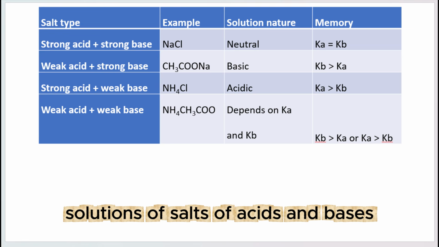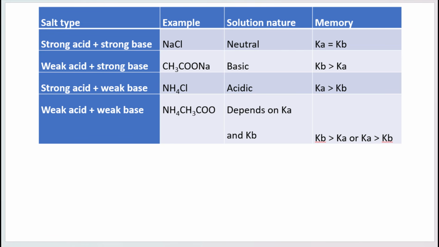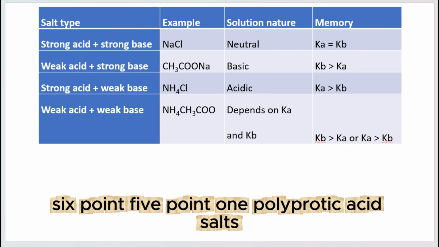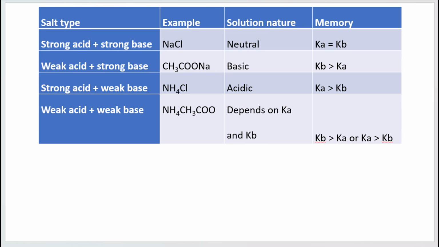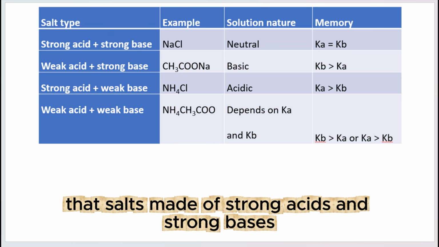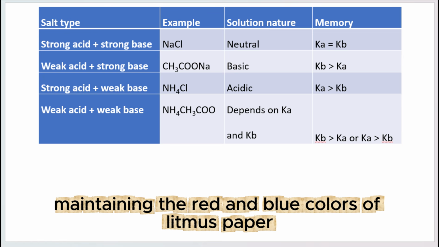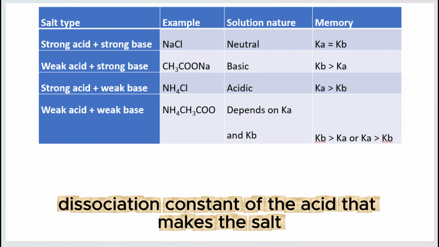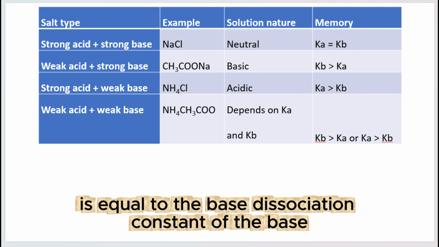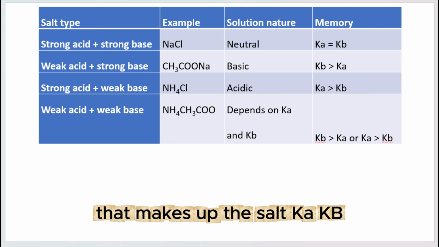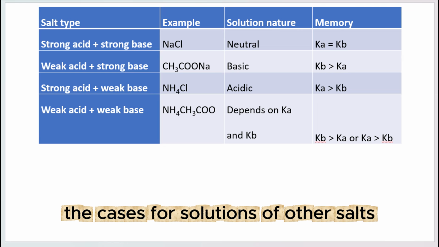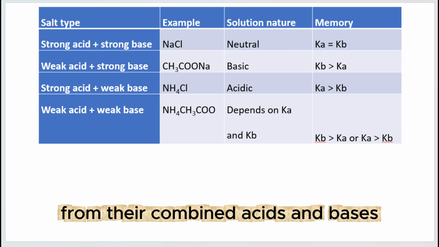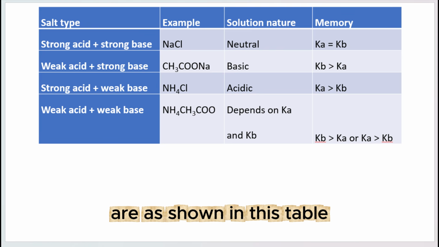6.5. Solutions of salts of acids and bases. 6.5.1. Polyprotic acid salts solutions. It is shown here that salts made of strong acids and strong bases have the nature of a neutral solution, maintaining the red and blue colors of litmus paper. Quantitatively, the acid dissociation constant of the acid that makes the salt is equal to the base dissociation constant of the base that makes up the salt, Ka = Kb. The cases for solutions of other salts from their combined acids and bases are as shown in this table.